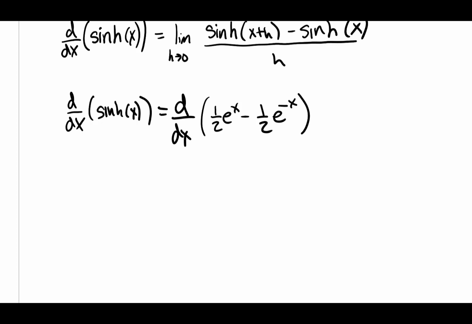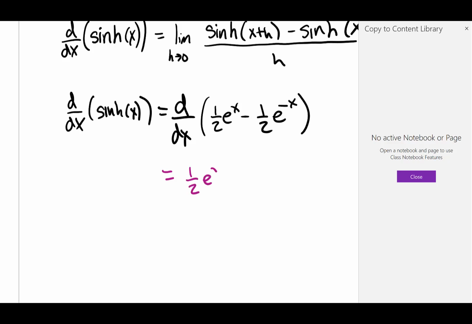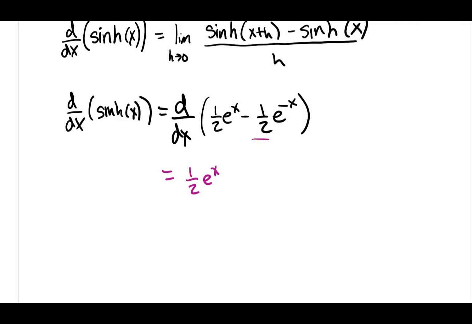So let's do it. Once we find our derivative, we can say 1/2 e to the x's derivative is 1/2 e to the x. And now we have negative 1/2 e to the negative x, so we keep that negative 1/2. The derivative of e to the negative x is e to the negative x, but now we need to multiply by the derivative of negative x. That's equal to -1, so we change the sign of the center, and this is equal to cosine hyperbolic of x. So we've just shown that the derivative of sine hyperbolic is equal to cosine hyperbolic.